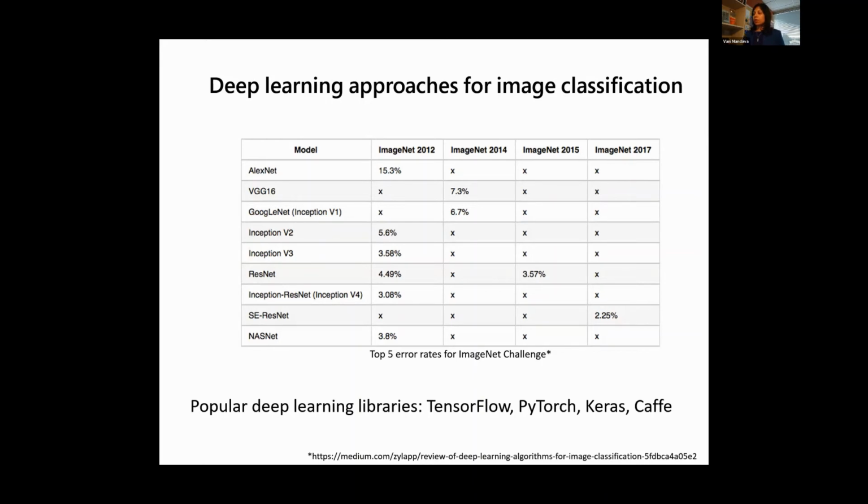This table is something that I found in a blog post that talks about the top 5 error rates for the ImageNet challenge, which is a standard benchmarking challenge for image classification. You can see that AlexNet is an older one, but ResNet was the winner in 2017. This was created by Microsoft researchers, and the custom vision service uses a variety of different models, this being one of them. You might have heard of TensorFlow, PyTorch, Keras, Caffe. These are all very popular deep learning libraries that have image classification options in them. So you could use those as well.